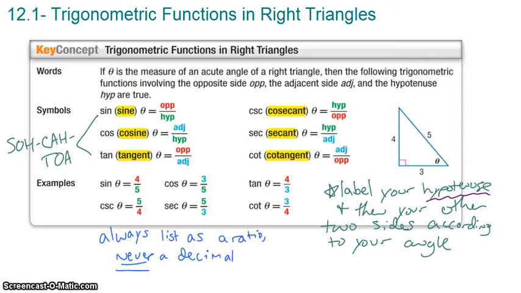Hello everyone, and welcome to Chapter 12, which is going to be dealing with trig. We are first going to be dealing with trig functions in right triangles. It is possible to deal with trig in non-right triangles, but we'll look at that later on in this chapter.